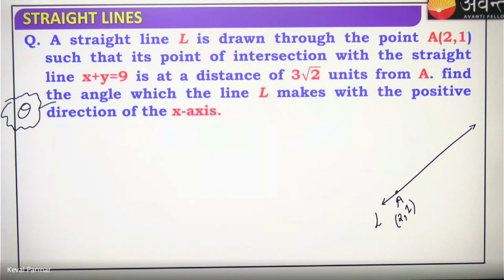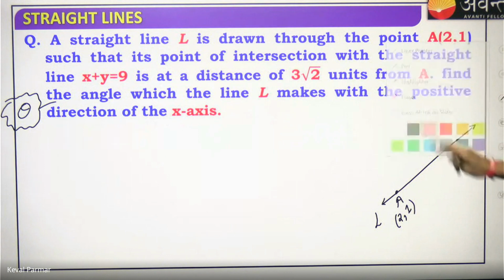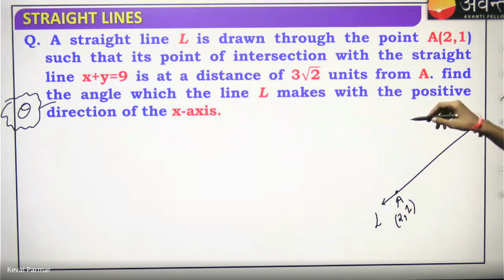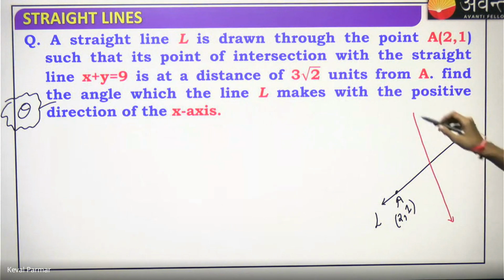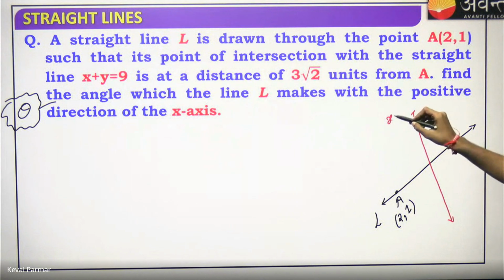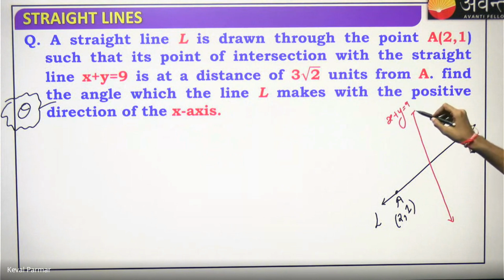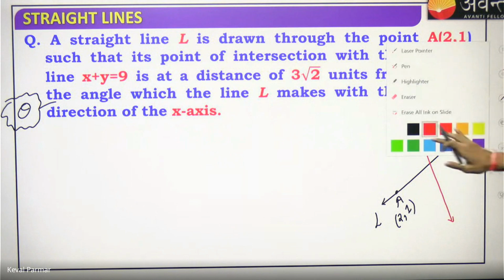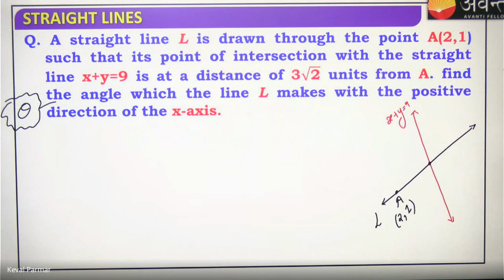Now, there is another straight line. Let me draw it with another color. Let's say this is a straight line whose equation is x plus y equals 9, where the point of intersection is this. Let's say this point of intersection is P. And it is saying that this distance is 3 root 2 from A.